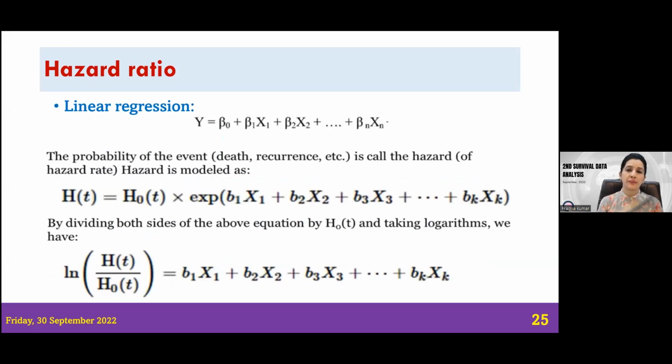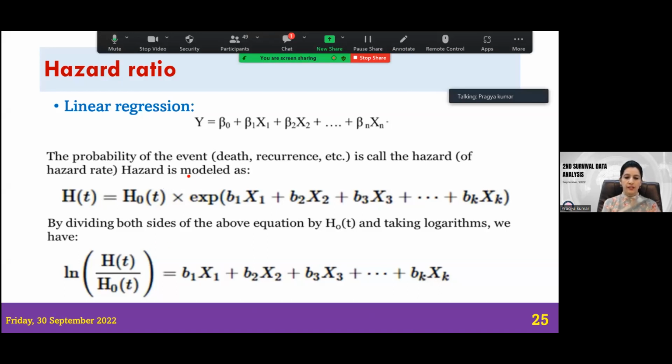So coming to a little bit of mathematics. In linear regression, remember we explained the dependent variable as beta 0, which is a constant, plus beta 1 x1, plus beta 2 x2, and so on up to beta n xn. This is the formula for linear regression. In this case, instead of this plus, it is multiplication. So if you see the modeling, the probability of an event, which is called the hazard or hazard rate, is modeled as h(t) equal to h0(t) multiplied by the exponent.